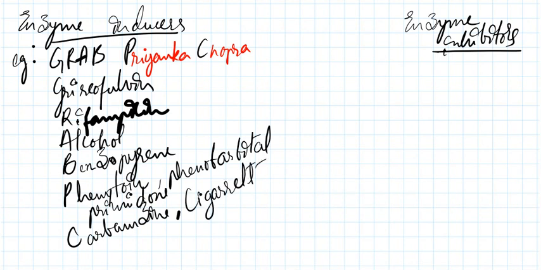So cigarette smoking is an enzyme inducer. If the enzyme is induced, it leads to failure of the drug. The drug fails. Now enzyme inhibitors. What are the enzyme inhibitors?